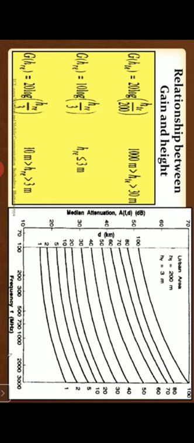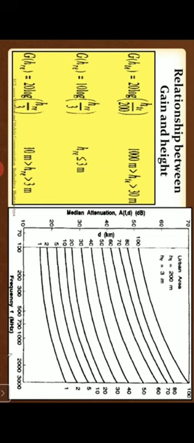These curves were developed from extensive measurements using vertical omnidirectional antennas at both the base and the mobile, and are plotted as a function of frequency in the range of 100 megahertz to 1920 megahertz, and extendable up to 3000 megahertz, as a function of distance from the base station in the range of 1 kilometer to 100 kilometers.